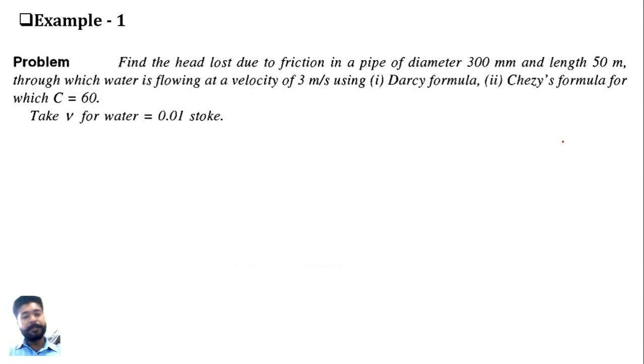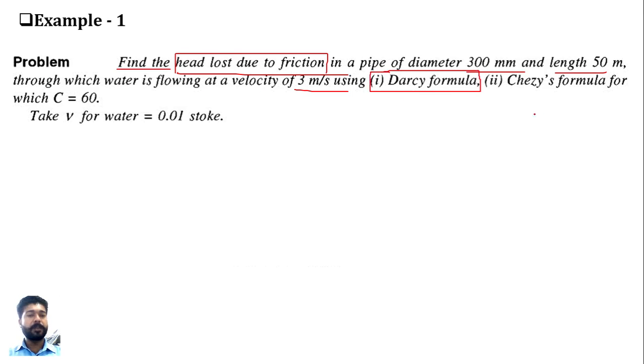Here is example number one. Find the head loss due to friction in a pipe of diameter 300 mm and length 50 meters, through which water is flowing at a velocity of 3 meters per second, using first the Darcy formula and second the Chezy formula. By using these two formulas, we need to find the head loss due to friction.